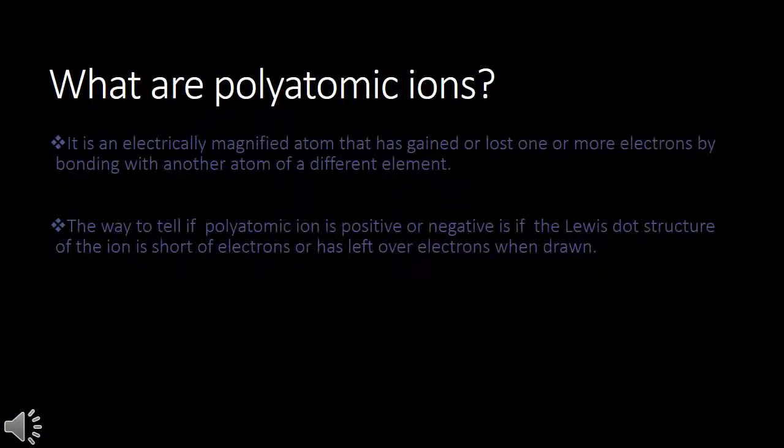What are polyatomic ions? It is an electrically charged atom that has gained or lost one or more electrons by bonding with another atom of a different element. You can tell if a polyatomic ion is negative or positive by drawing the Lewis dot structure.